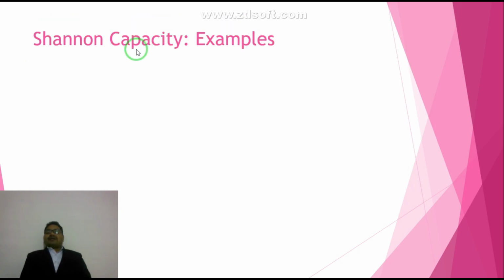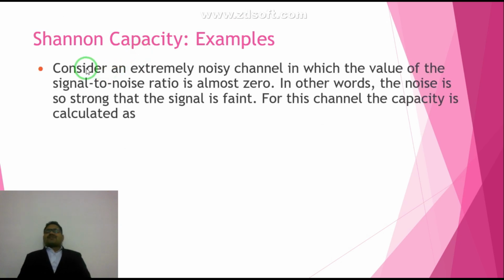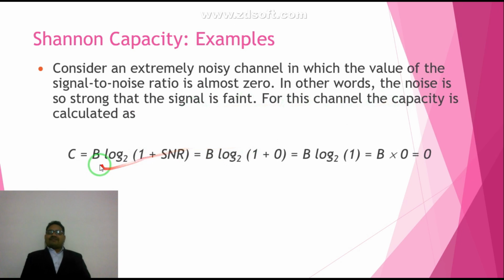Now considering the examples of Shannon capacity. Consider an extremely noisy channel in which the value of the signal to noise ratio is almost 0. It means the noise is so strong that the actual signal is faint. So for this channel, the capacity is calculated as we know, C is equal to B log of 1 plus SNR. And what is SNR? It is 0. And log of 1 is 0. So what is the capacity of transmitting bits per second? It is 0. Right?